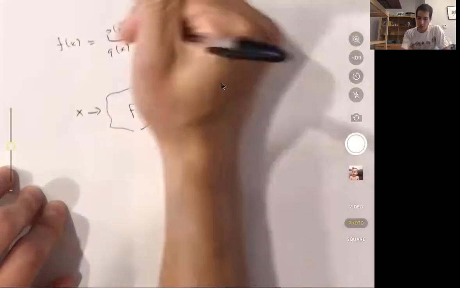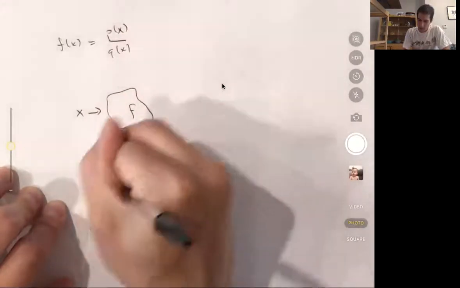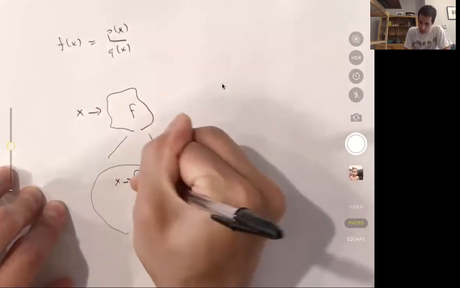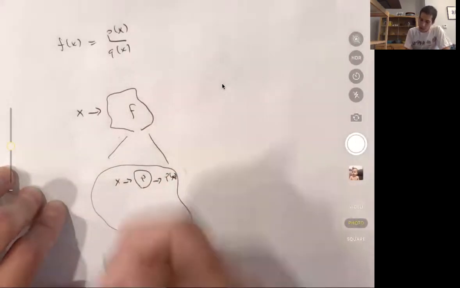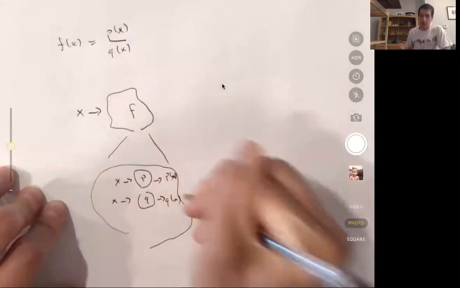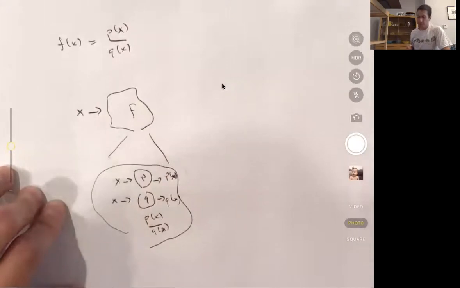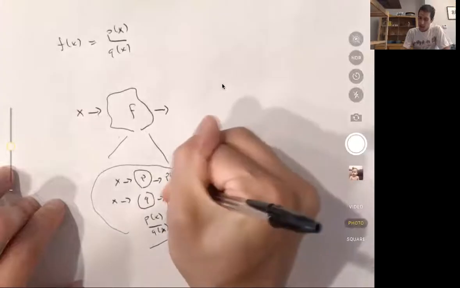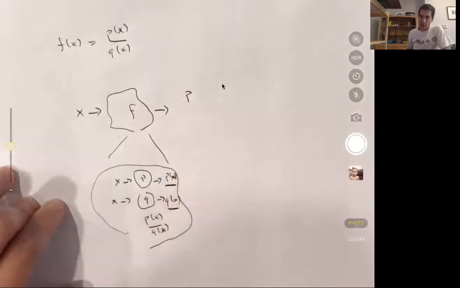X goes into, let me explode this machine and look at what's happening on the inside. So X goes into the P of X machine, and some number comes out, P of X. X goes into the Q of X machine, and some number comes out, Q of X. And then we divide these two numbers. So we take P of X over Q of X. So what's happening in here is some number is going to come out of the first polynomial. Let's call that P. And some number is going to come out of the second polynomial. So let's call that Q.